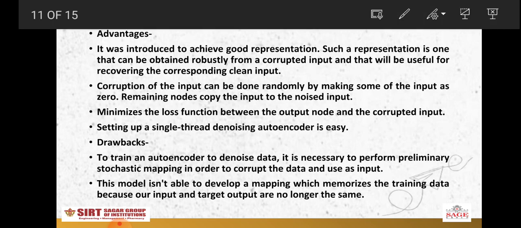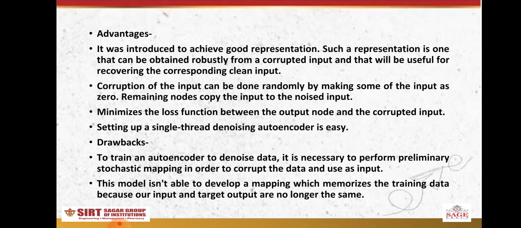Now coming to the advantages of the denoising autoencoder. First, it was introduced to achieve good representation. Such a representation is one that can be obtained robustly from a corrupted input, and that will be useful for recovering the corresponding clean input. Then, corruption of the input can be done randomly by making some of the inputs 0. The remaining nodes copy the input to the noised input.